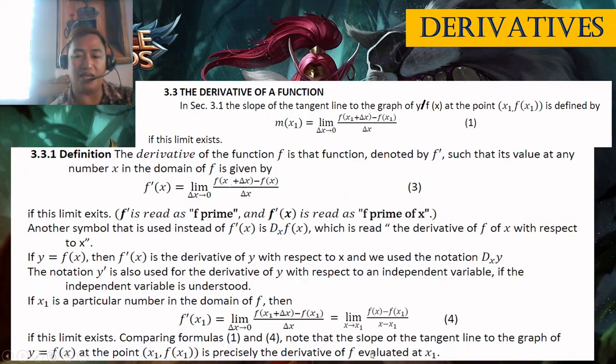So, compare formulas 1 and 4. Compare natin, class, kaning 1 o kaning 4. Di ba parehas sa class? The slope m of x sub 1 is actually equal to f prime of x sub 1. The slope of the tangent line is precisely the derivative of f evaluated at x sub 1. So, they are just equal.